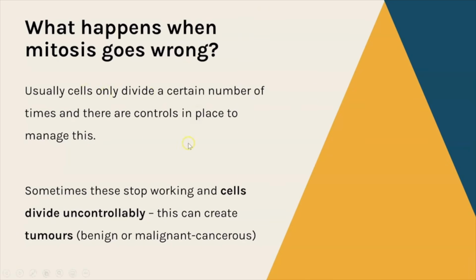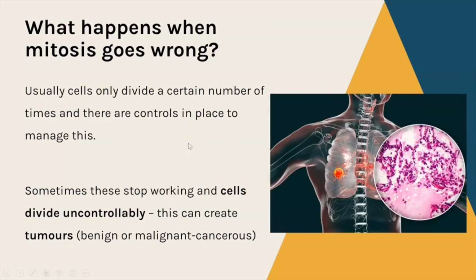And that is what a tumour is. It's a group of cells that have been created by this uncontrollable division. Now, some tumours are benign, which means they're not cancerous. Some are malignant, which means they are cancerous.